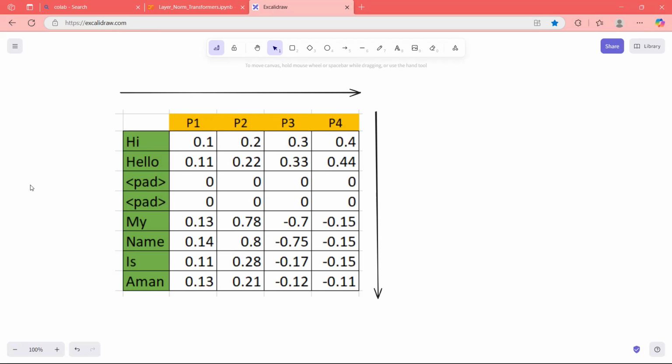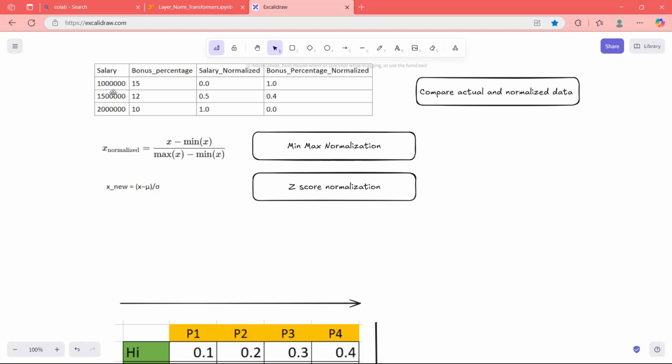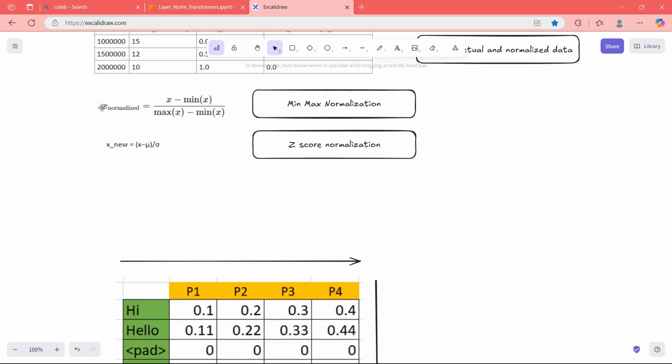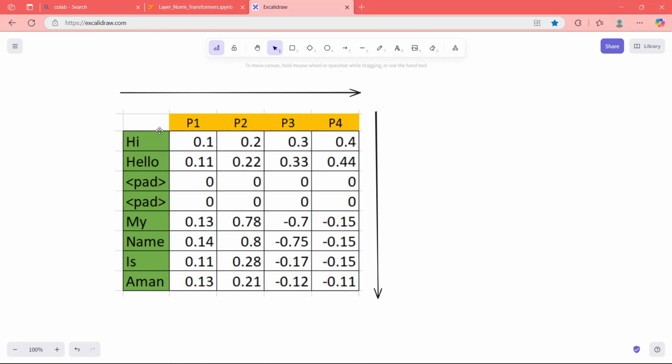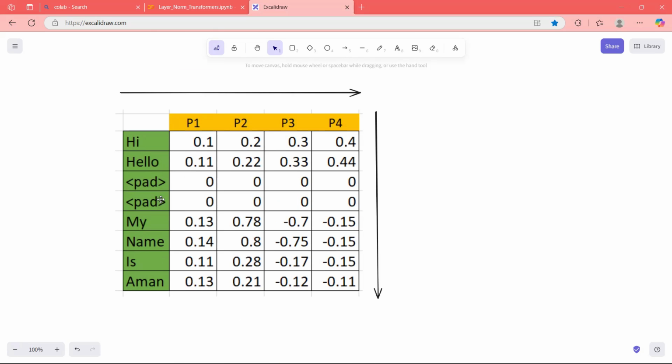So there are two options, right? Going back to our definition of normalization, we need some numbers to normalize. For example, the salary column we normalized with three numbers, 10, 15 and 20. Bonus percent we normalized vertically, 15, 12, 10. My question to you here is, if you normalize by feature like we did here, then what is the problem? And if you normalize horizontally, then how do you think it is making sense? Thinking of transformers architecture.